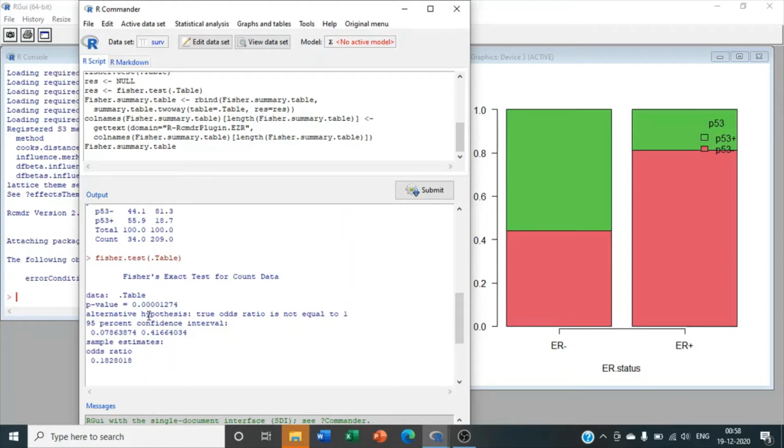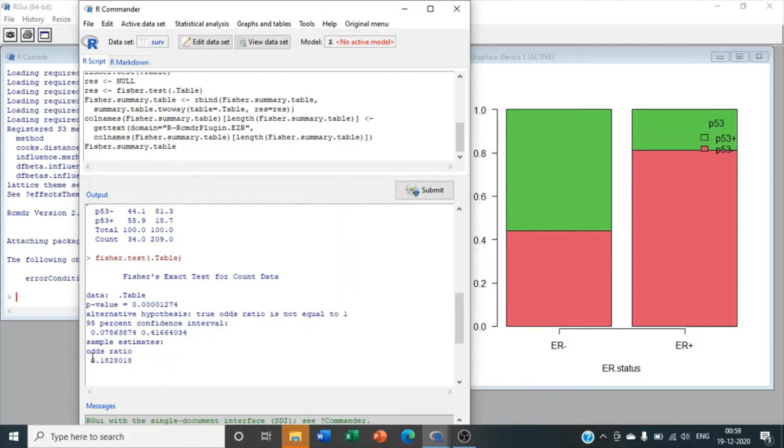Now, over here, check out what they have written. The alternative hypothesis, true odds ratio is not equal to 1. That means the null hypothesis tested over here is that the odds ratio is 1. This null hypothesis is the same as stating that the proportions of the rows and columns, or the proportions of the variables, remain constant.